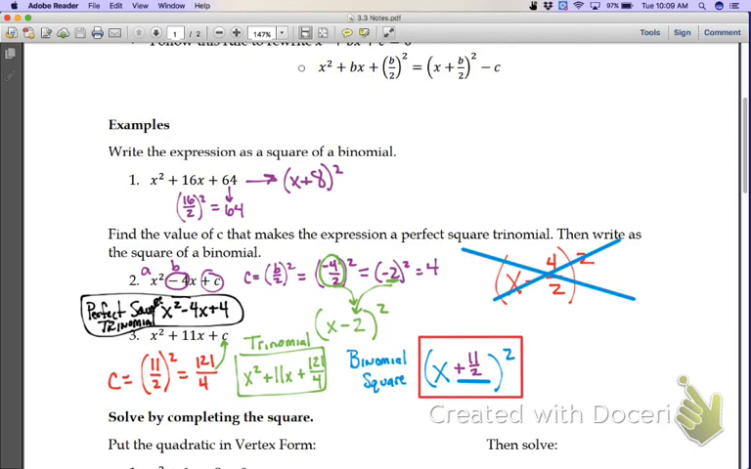All I did was take this value and plug it in right there. So whatever b is, anytime you want to write a binomial square, you can always define that value. I'm just going to take this number, divide it by 2, and slide it right in there.